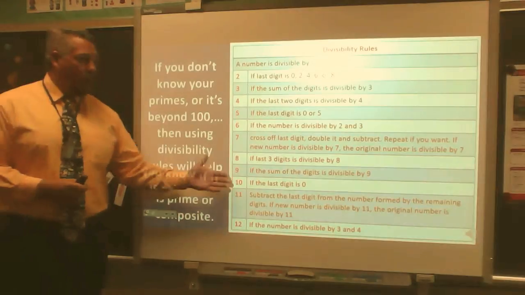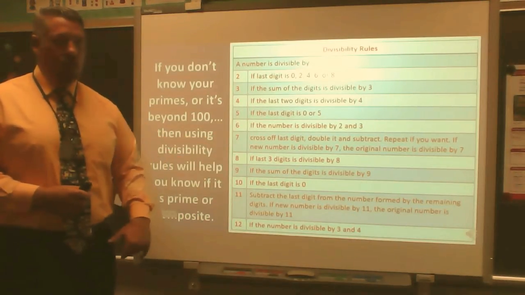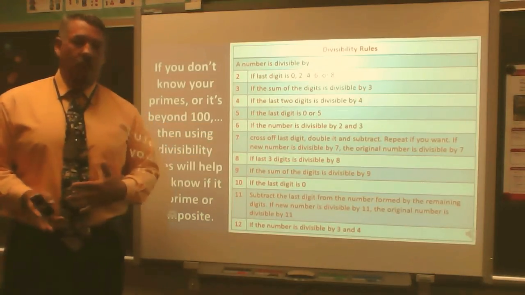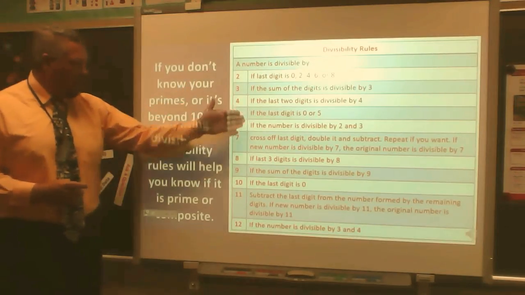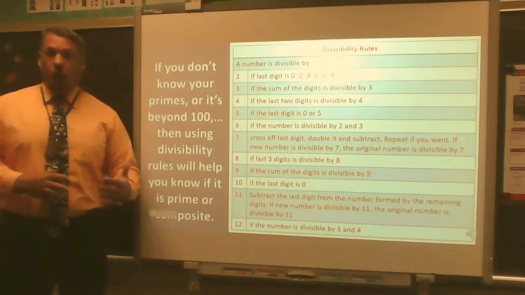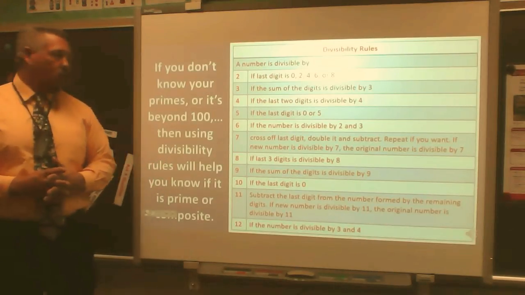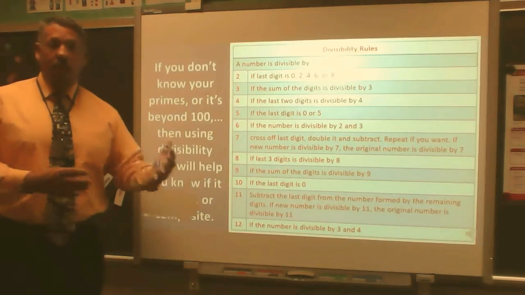Okay? So on the other side of your charts, I've given you what are called the divisibility rules. Now, divisibility just means what can be divided by. Each of these has a rule that you can learn that will help you know if a number will go into it or not. We've already talked about a couple of them. For 2, it's an even number.